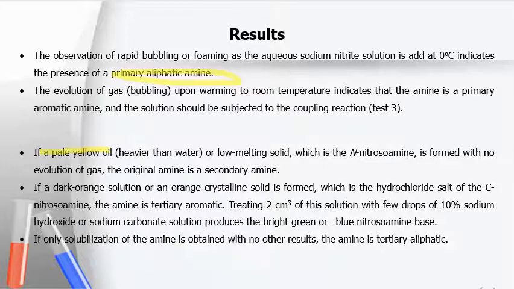A pale oil or low melting solid, which is the nitrosamine, is formed with no evolution of gas, and a dark orange solution or orange crystalline solid is formed, which is the hydrochloride salt of the C-nitrosamine. These are the results that you should obtain, so you can depend on them in order to determine what you have already obtained.